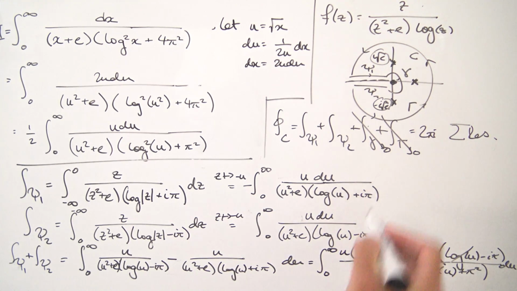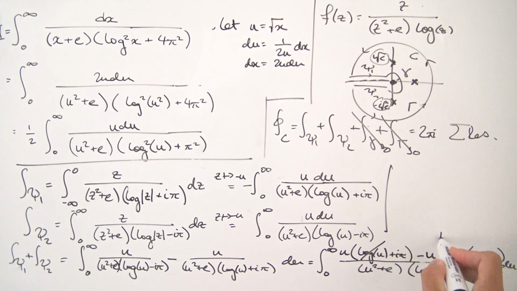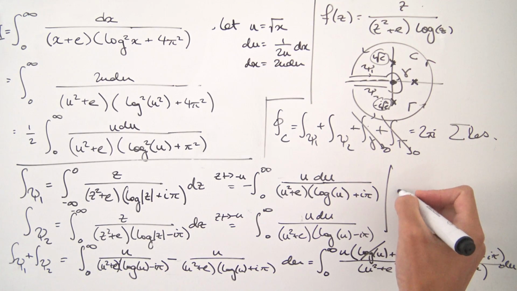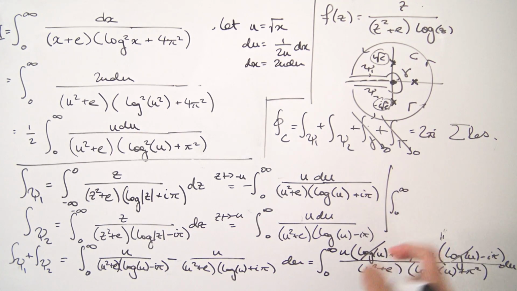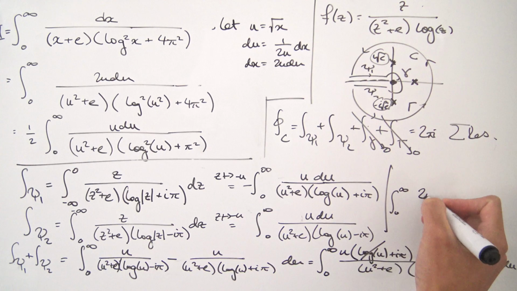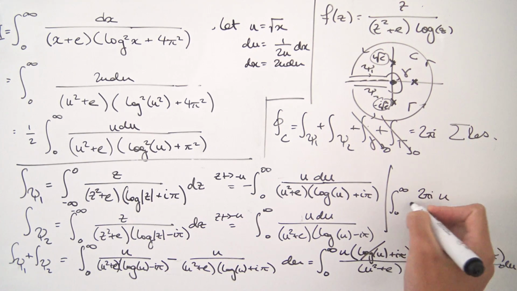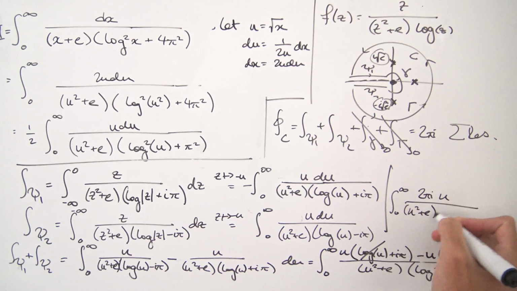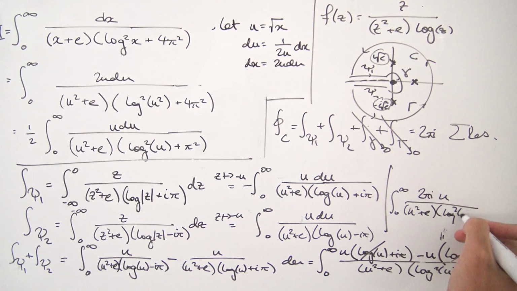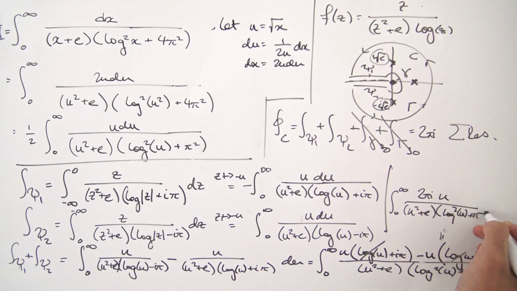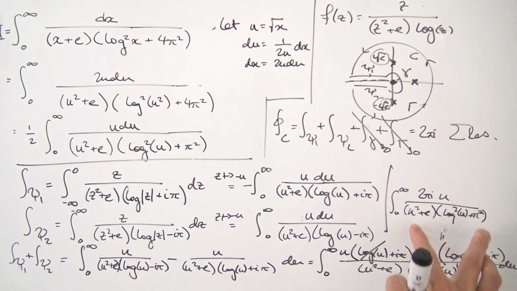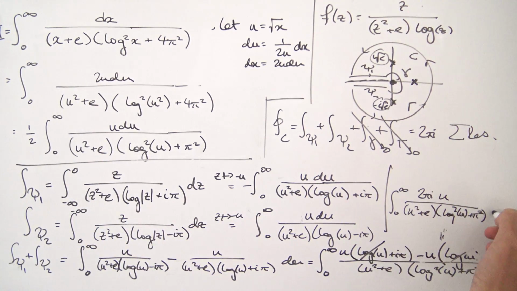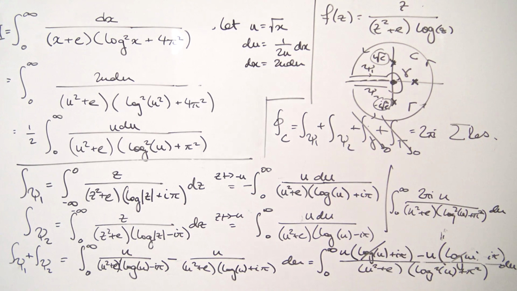So really what we end up with, let's go back up to over here, is we get the integral from 0 to infinity of 2 pi i times u divided by u squared plus e, and then we also have log squared of u, and then plus pi squared. And this is really nice because that's basically the integral we had before, but it's just off by a little factor. So what can we conclude from all of this?